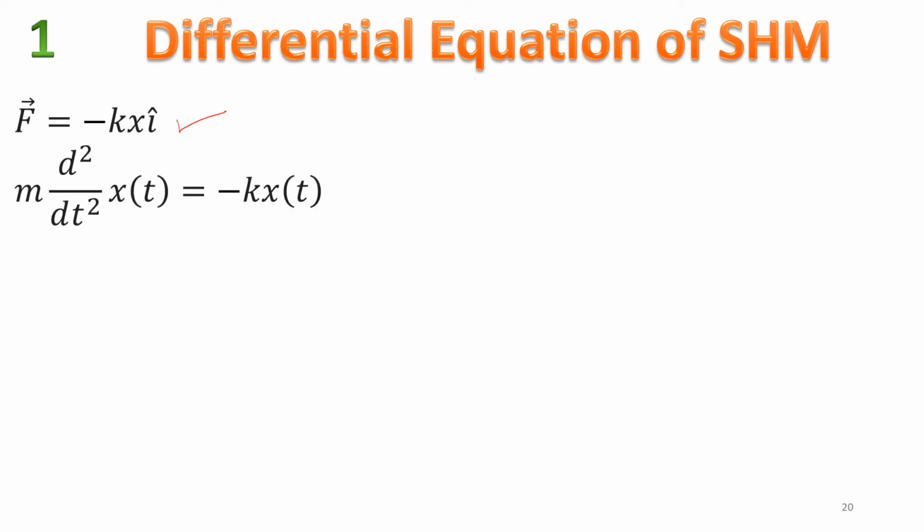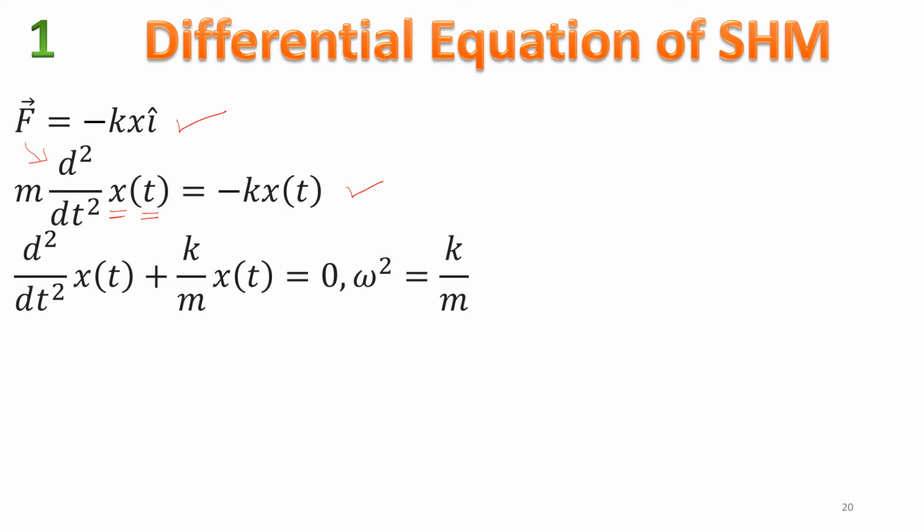Now force we can write from Newton's law as m into acceleration. So acceleration I am writing as d2x by dt square. This x is a function of time, so I am writing x of t. So m into d2x by dt square is equal to minus k times x of t. Here force is present along the x direction and the displacement is caused along the x direction. Therefore, we have switched to the scalar version of the equation.